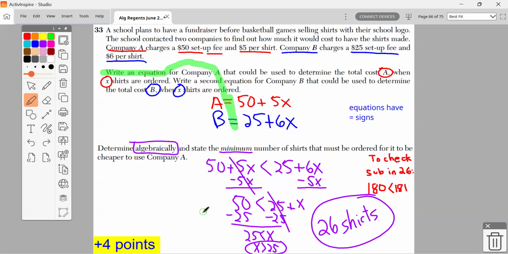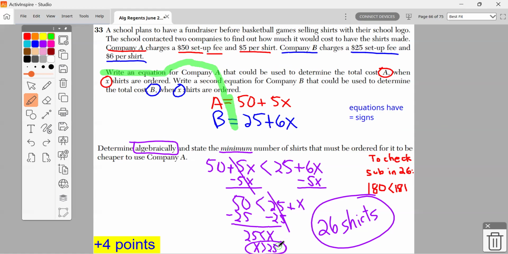Determine algebraically and state the minimum number of shirts that must be ordered for it to be cheaper to use company A. So what we want to do is company A is this 50 plus 5x. Company B is 25 plus 6x. We want to know when company A is cheaper than B, so you'd use the less than symbol here. So 50, we would want to solve it. So minus 5x, minus 5x, minus 25, minus 25. You get 25 is less than x. Be careful. That really means x is greater than 25 when we flip it around.